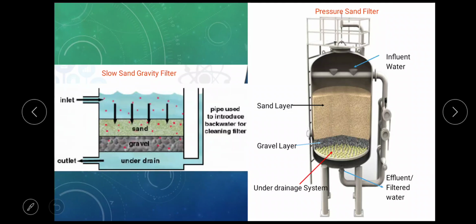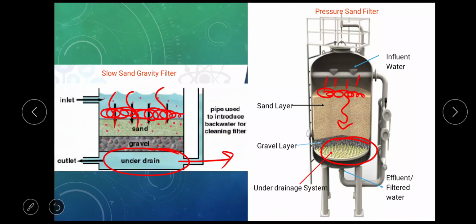Here is the pictorial representation of the gravity and pressure filter. In the gravity filter, water first filters through the sand where most of the impurities get accumulated onto the upper layer of the sand. Clear water is collected here in the under drainage system and will be given the next treatment. In the pressure filter, water is percolated through the sand layer and then clear water is collected by means of the under drainage system. Here most of the impurities get collected.